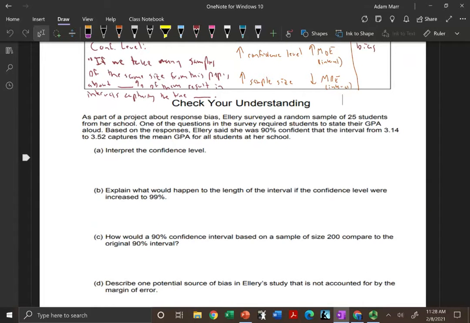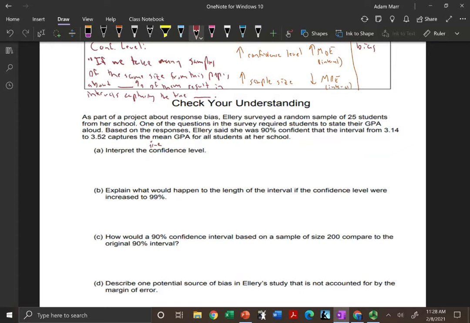As part of a project about response bias, Ellery surveyed a random sample of 25 students from her school. One of the questions in the survey required students to state their GPA aloud. Based on the responses, Ellery said that she was 90% confident that the interval from 3.14 to 3.52 captures the true mean GPA for all students at her school.